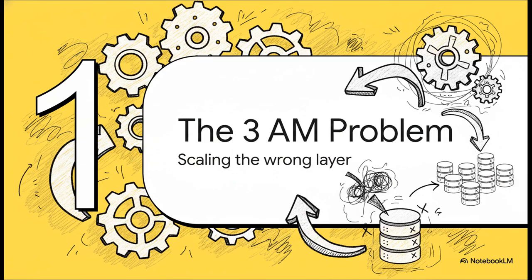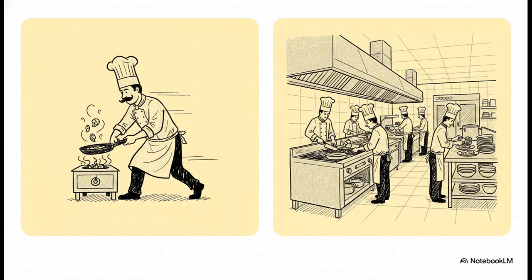Okay, let's jump right into Section 1, the 3 a.m. problem, and tackle the core issue, scaling the completely wrong layer. Listen, to really understand our 3 a.m. meltdown, we first have to clear up a massive misconception. A lot of developers conflate being fast with being scalable. But you know what? They are fundamentally different properties.